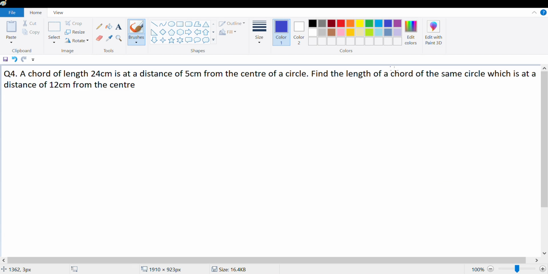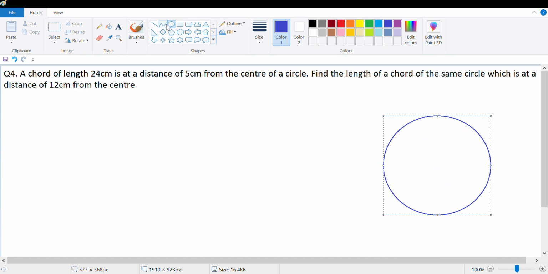So question number 4. A chord of length 24 centimeter is at a distance of 5 centimeter from the center of a circle. Let's just draw a rough diagram. So let me draw a chord of length 24 centimeter. This is chord AB. This length is 24 centimeter. This is the center of the circle O, and the distance between the chord and the center is 5 centimeter. And the distance basically means this is perpendicular.